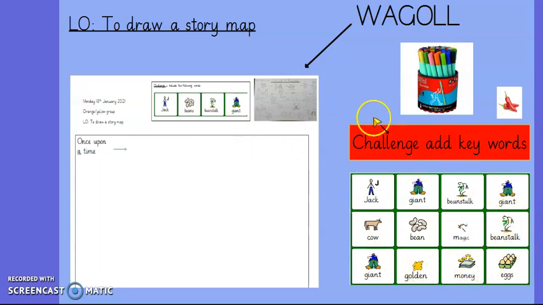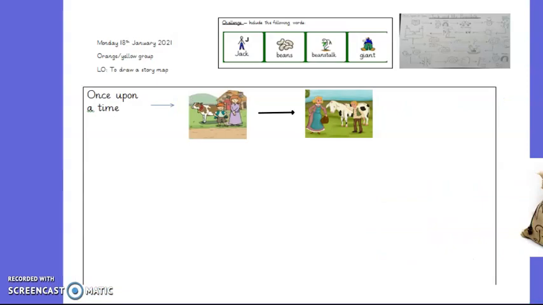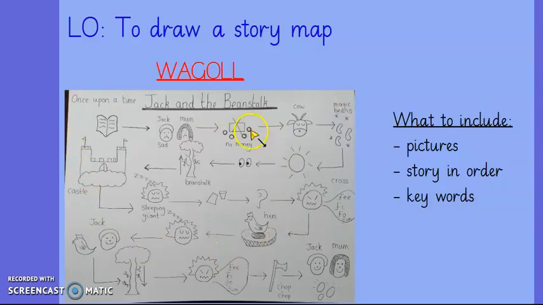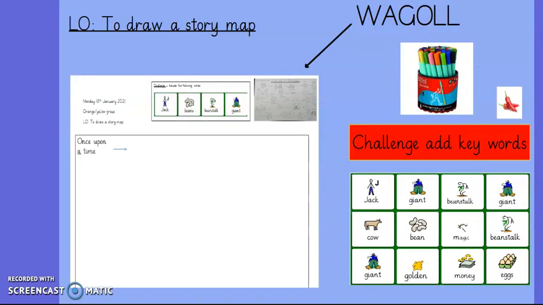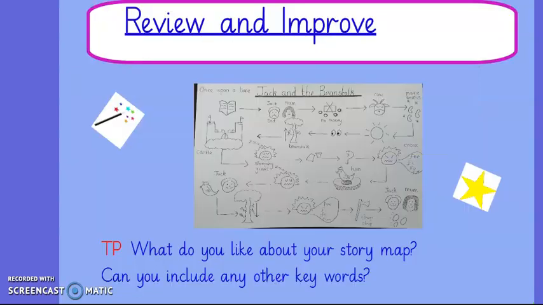Draw it in pencil first, and if you've got some felt tips at home you can colour it in, or if you've got some colouring pencils. Everybody will also have the WAGOLL, so let's go back. You'll have a WAGOLL, what a good one looks like, to help you when you're drawing your story map. Okay, and then when you've finished, I'd like you to have a think about your story map. Have you included all your keywords, or are there any other words that you could include? And what is it that you like about your story map? And I can't wait to see them. Well done, Year 1.